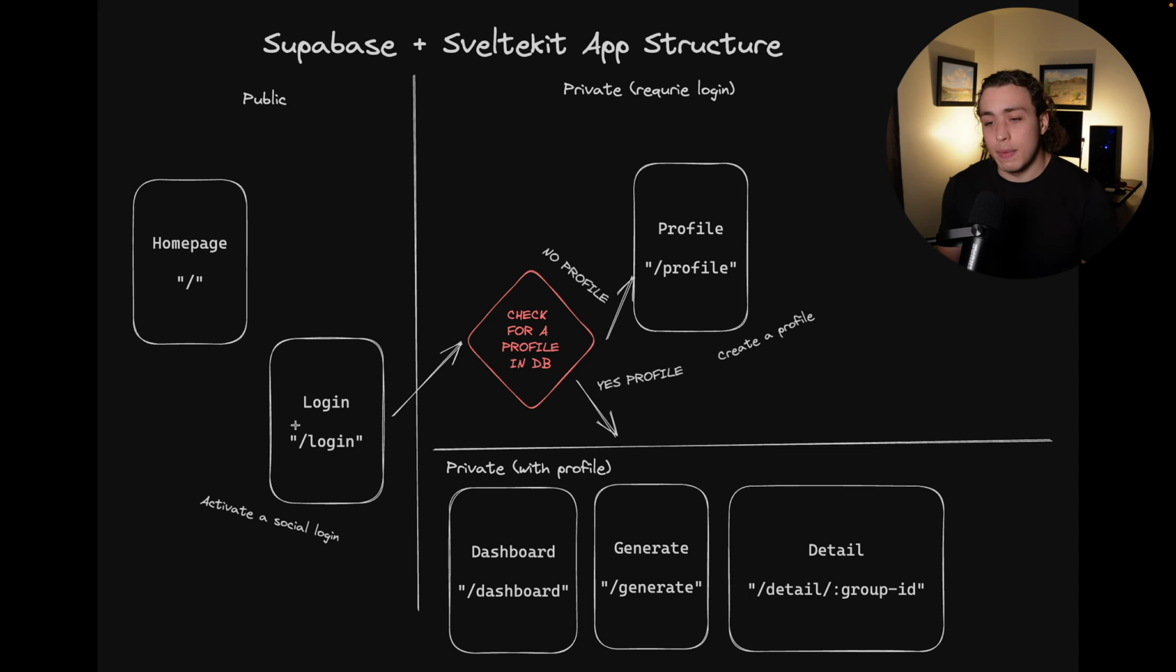Then we have this login page, which will activate a social login. In this case, we're using sign in with GitHub because it's easiest. I don't really like email password authentication. I know that there are a lot of people who do, but personally, I just find it to be really annoying.